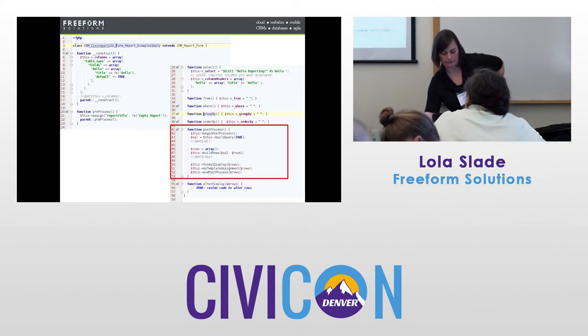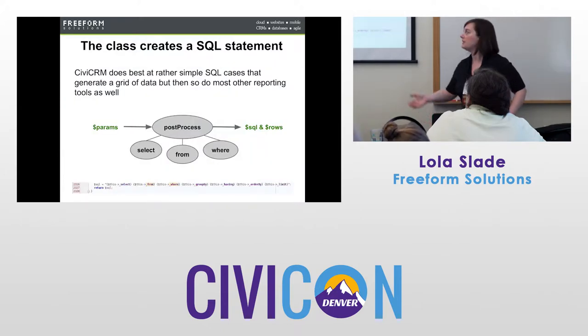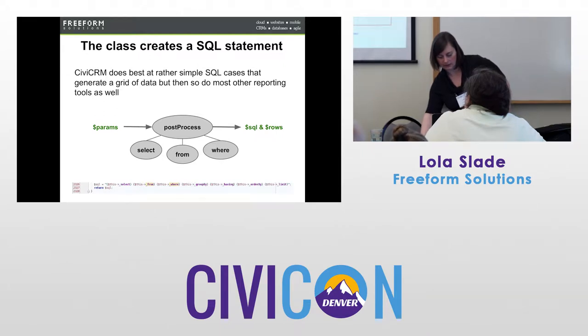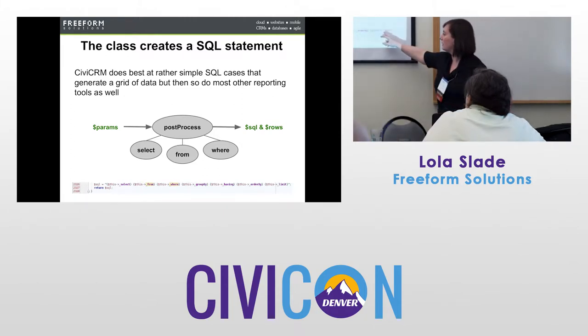Okay, so let's look at what post-process does. The point of the whole CV report class is to generate a SQL statement and run it to create a rows array. So basically, it takes dollar params, that goes into post-process. It uses some helper functions, select from where, etc., via build query. Right here, I should have a highlighter, this build query. That's where it's going to run the sub-functions, select from where, group by, etc. So it goes into post-process, it generates $SQL and $rows. And this is a piece of build query, and you can see what ends up happening is that it basically just concatenates all those pieces to build up the SQL string.